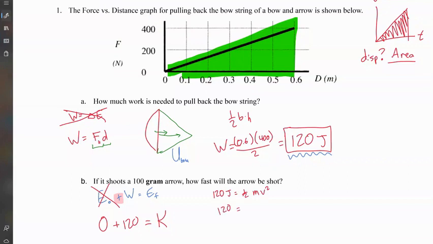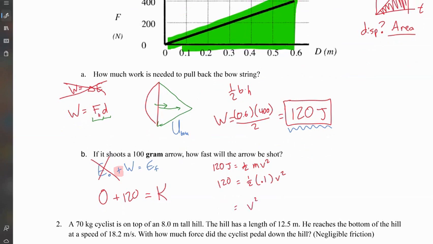Okay, so 120 is 1/2, 100 grams is 0.1 kilograms, and then velocity is what we're trying to find. So v squared, that would be 240 divided by 0.1, so 2,400, if I'm doing my mental math right, but I'll check myself here. Times 2 over 0.1. Yes, 2,400. And then take the square root of that. We get our velocity would be 48, or to 3 sig figs, I guess, 49.0 meters per second. All right, we started with nothing, and then we put in work, and then it comes out as kinetic energy final, because that's how we release the arrow.